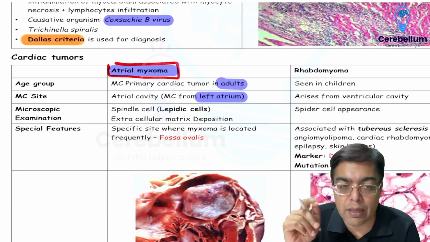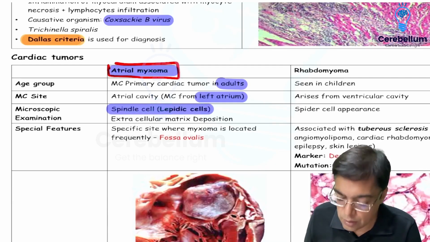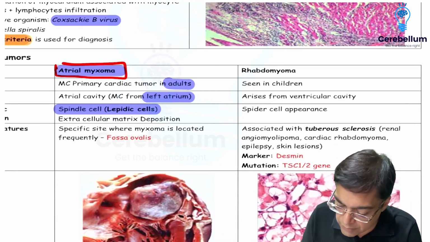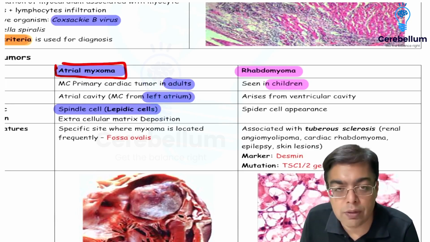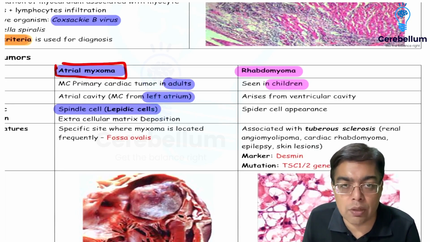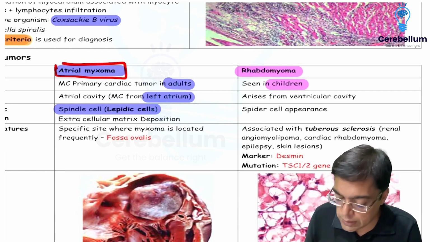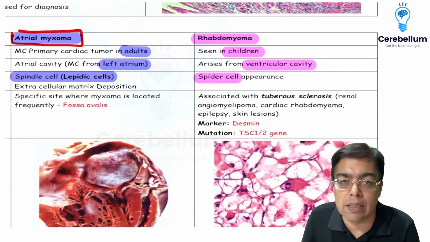Microscopically, the tumor is going to be having the presence of cells which are spindle cells, also called as lipidic cells. Whenever we are talking about a tumor that is going to be given the name of rhabdomyoma, it's an example of a tumor that is seen in case of children. In contrast to myxoma, which was a tumor of adults, rhabdomyoma is a tumor of children. Rhabdomyoma is a tumor that is seen in the ventricular cavity. And at a microscopic level, it is going to be having cells with a spider cell appearance.